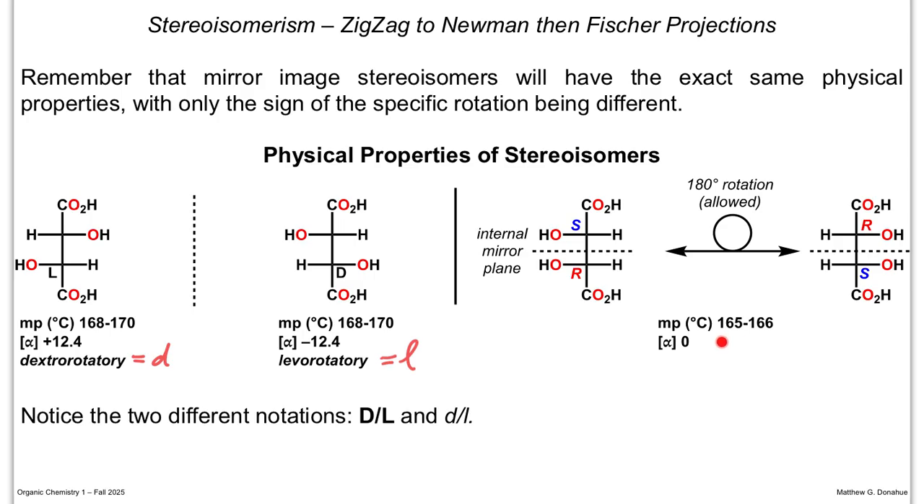The melting point of the diastereomer is about the same but not equal, and then the specific rotation is 0. So it just doesn't have a D or an L on it? Correct.